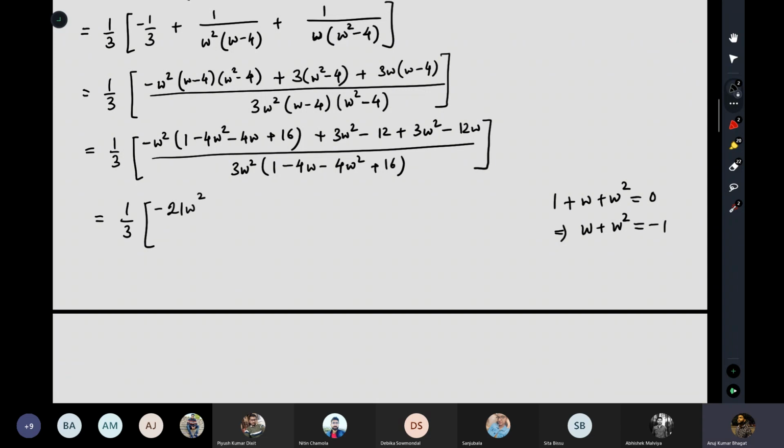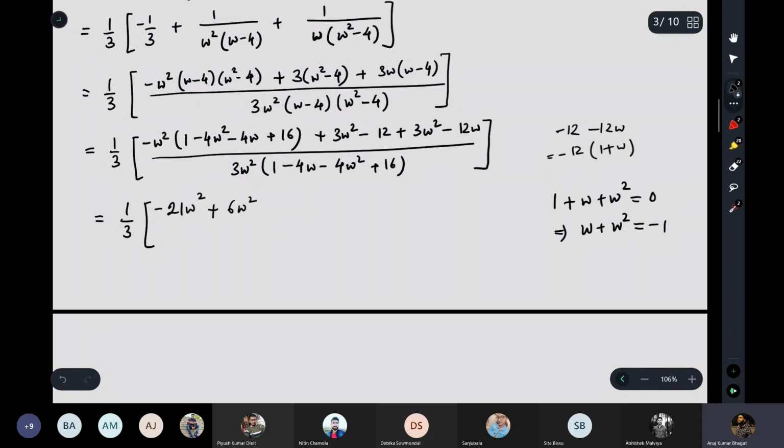Right? Again notice this. 3 omega square is 6 omega square. And again you see this. Look at this one. So minus 12 omega. If I take minus 12 common, I'll remain with 1 plus omega. And again from here, what is 1 plus omega? It is minus omega square. So this is minus 12 omega square. No, so plus 12, right? Because 1 plus omega is minus omega square. So I'll remain here with plus 12 omega square. So just keep these things in mind.